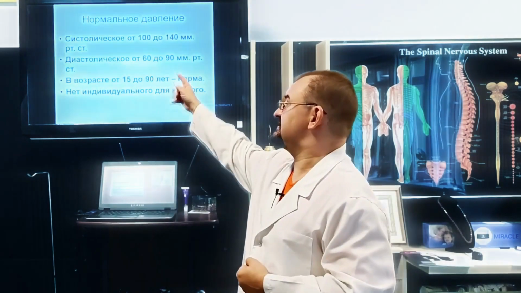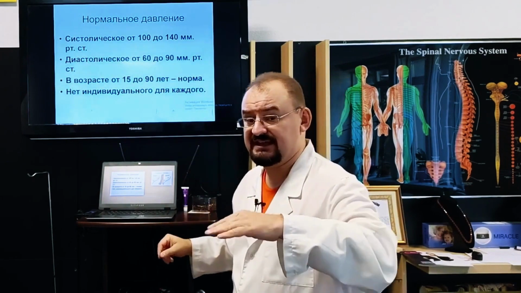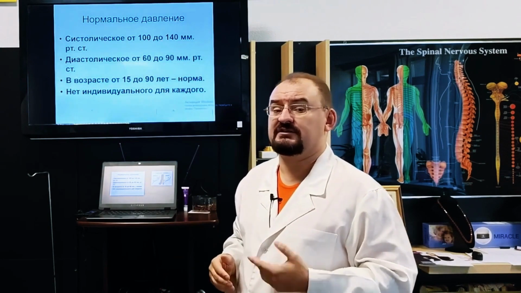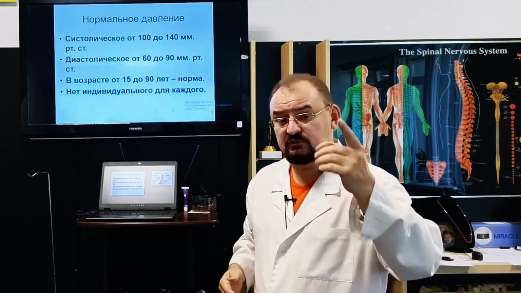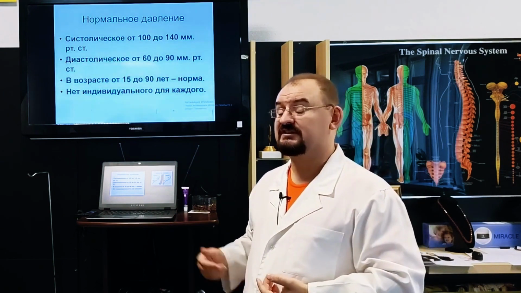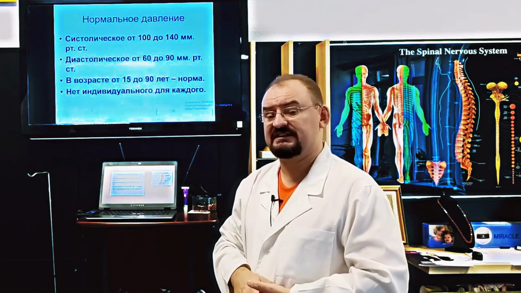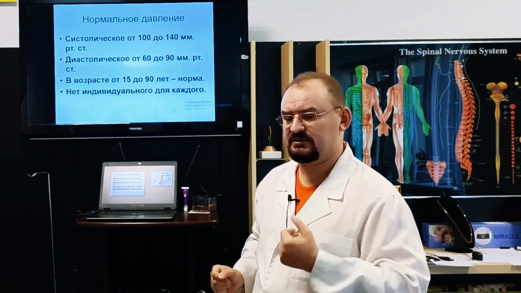And so systolic or upper blood pressure is always considered normal from 100 at the low end up to 140 at the high end. So if a person's reading is 100, 110, 120, 130, 135, or 138, that's all normal blood pressure up to 140. But anything above 140 is considered high blood pressure. Anything below 100 is considered low blood pressure.